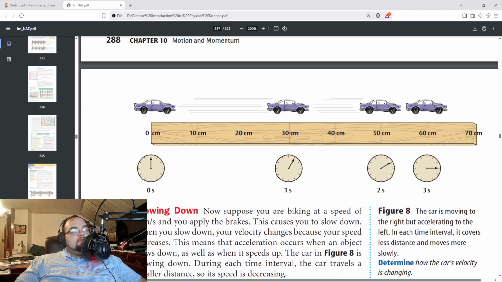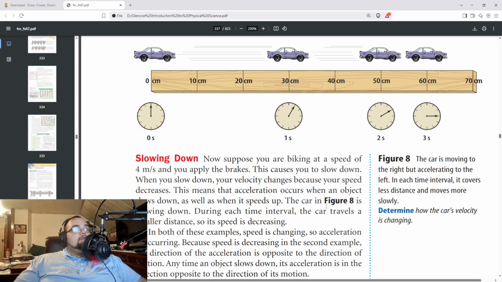Slowing down is the opposite. Now let's suppose you're riding your bike at the speed of 4 meters a second and you apply the brakes. So you have those little hand brakes. This causes you to slow down. When you slow down, your velocity changes because your speed decreases. This means that acceleration occurs when an object slows down, as well as when it speeds up.